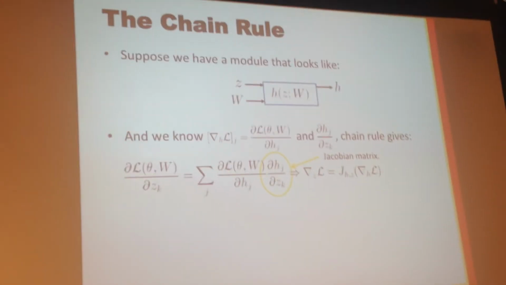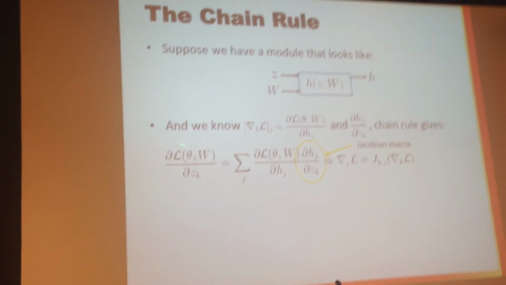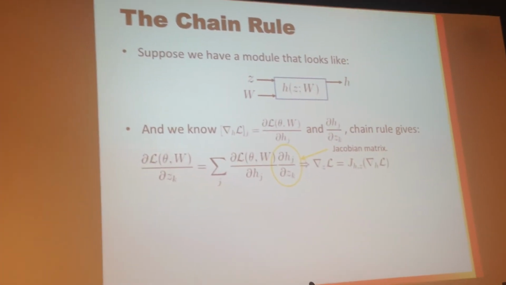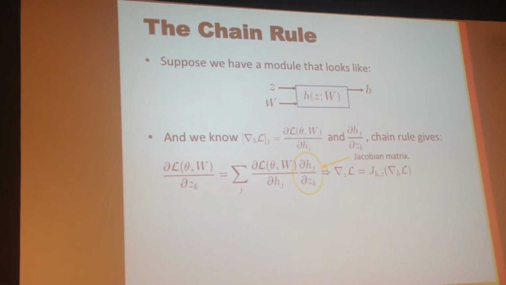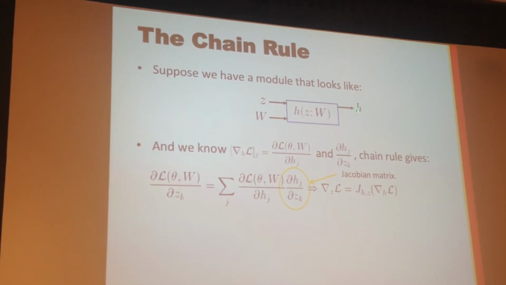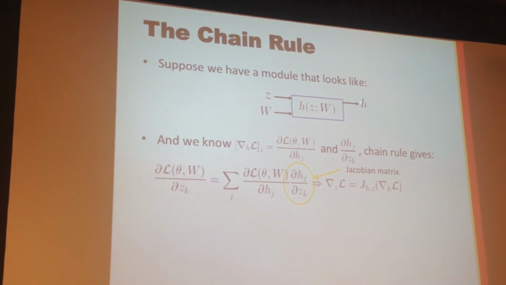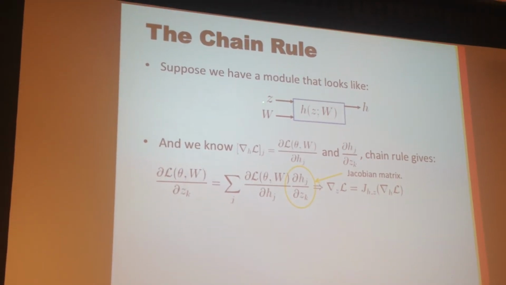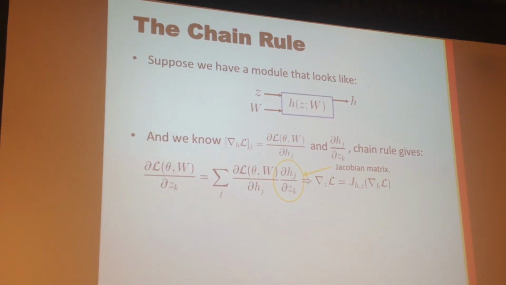If you go back and look in your calculus book, you get a formula that looks just like this. The derivative of my loss function, which is living out here, with respect to z, for example, is equal to the sum over all the derivatives with respect to the elements in h, multiplied by the derivatives of each element of h with respect to each element of z. So this looks like a pretty ugly function.